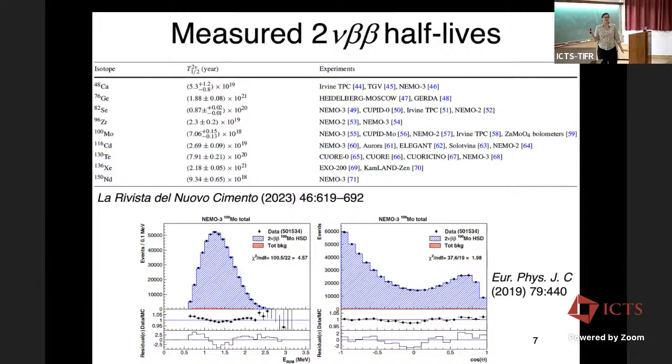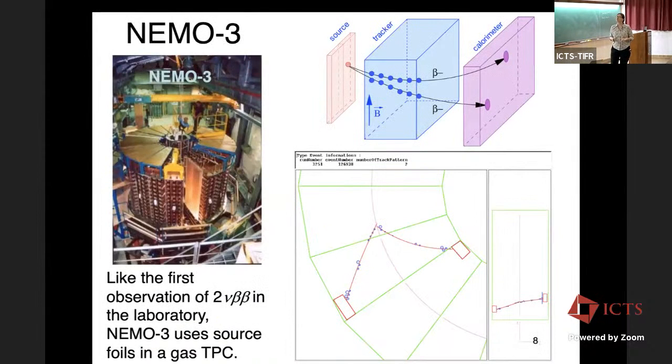Something that NEMO can also do is not just look at the total energy, but it can also look at the energies and directions of the 2 electrons individually. So what we see here is a plot of the events versus the cosine of the opening angle between the 2 electrons. And so this also agrees very well with the prediction from nuclear theory of what opening angle we should see between those 2 electrons. Most double beta decay experiments can't do this. So this is a very special aspect of NEMO that we'll come back to.